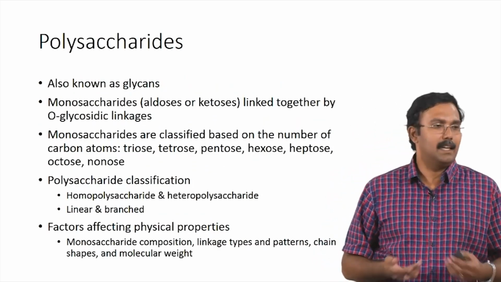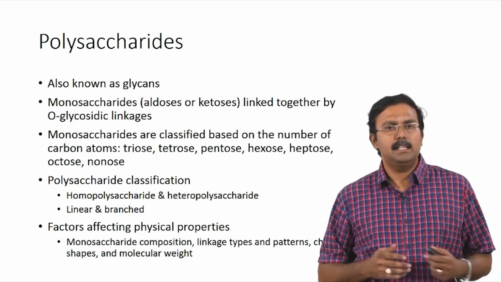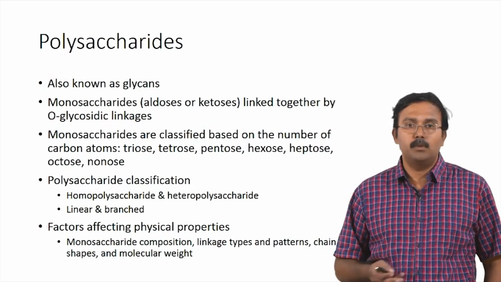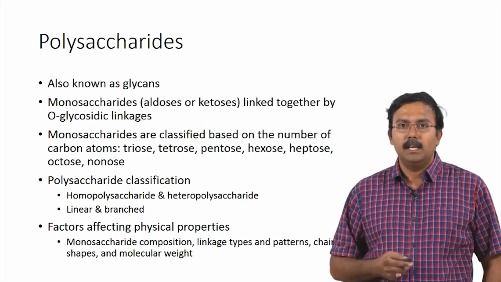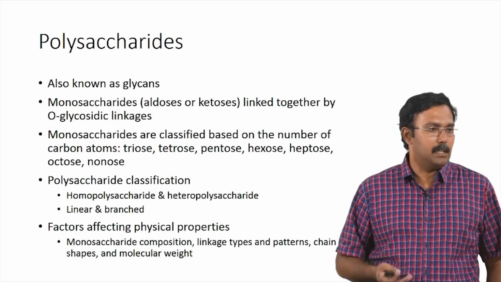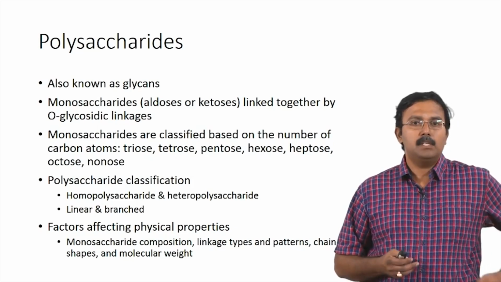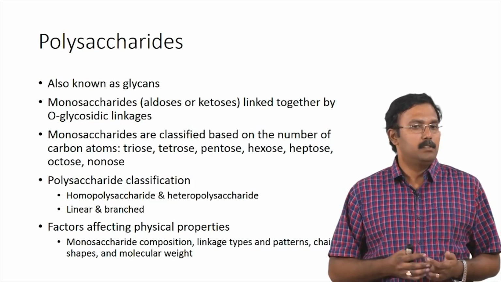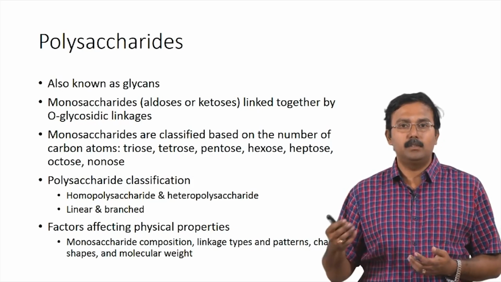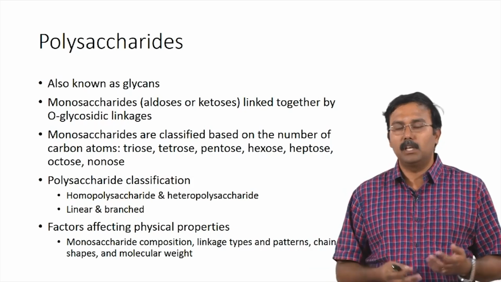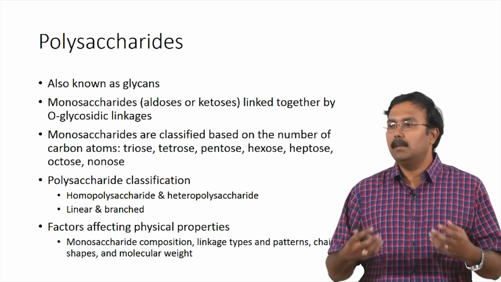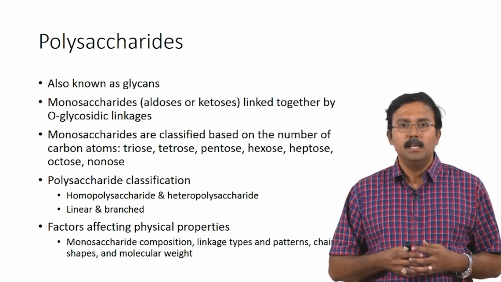So, they are also known as glycans. Polysaccharides are nothing but bunches of monosaccharides which are linked together. The monosaccharides could be aldoses or ketoses, and they are linked by glycosidic linkages. And monosaccharides are basically classified based on the number of carbons. So, you would have triose, tetrose, pentose, hexose, heptose, octose and nonose and so on. So, these are the monosaccharides which are the building blocks for the polysaccharides.